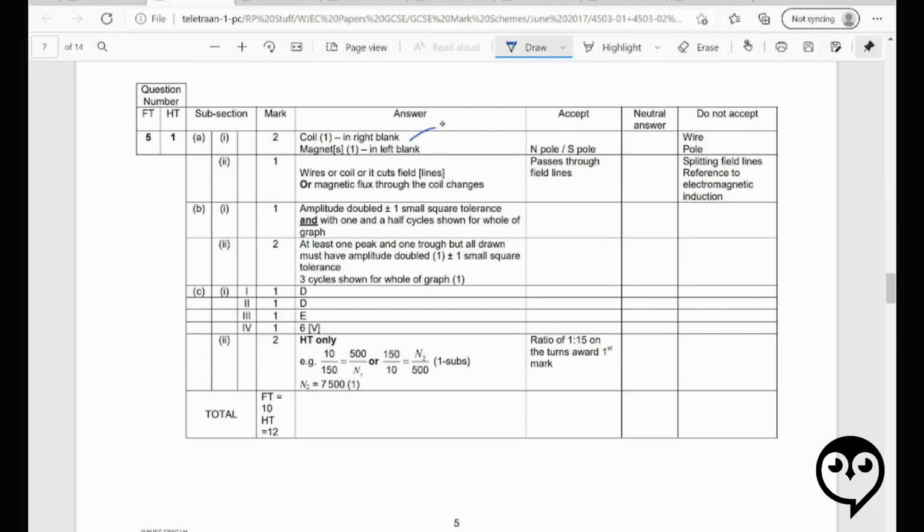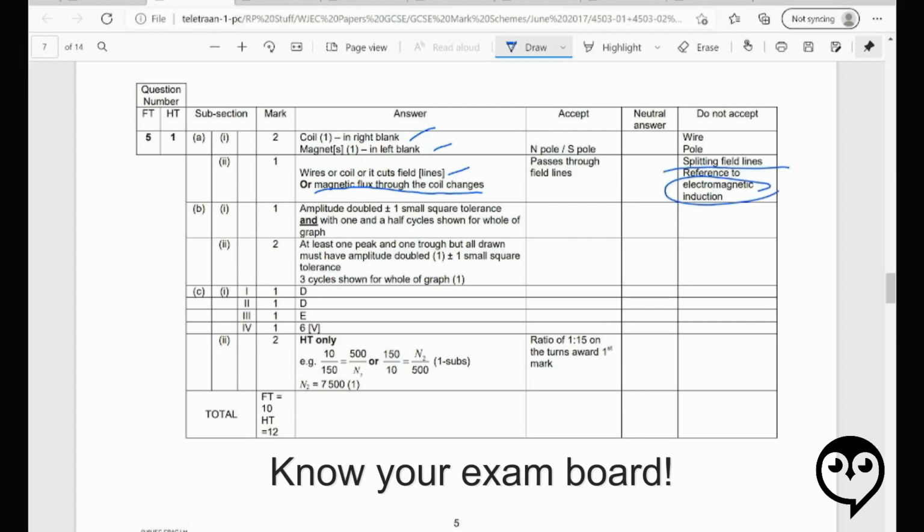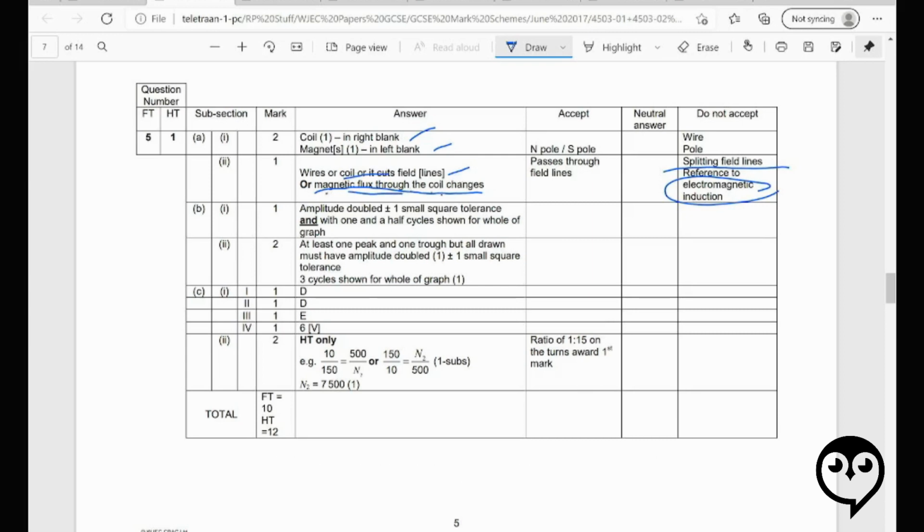Coil and magnet, we were right. Wires or coils cut the field lines, 1 mark for that. Or magnetic flux through the coil changes, you could also say that too. Don't talk about splitting field lines or electromagnetic induction. The coil is cutting the field lines, the magnetic flux is changing. Either of those is fine.